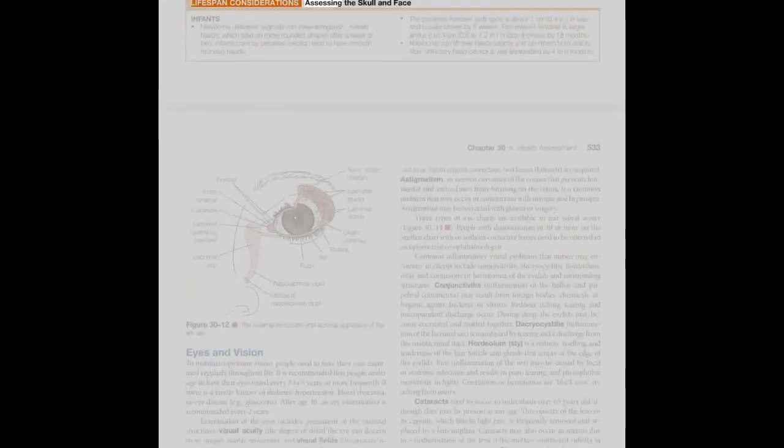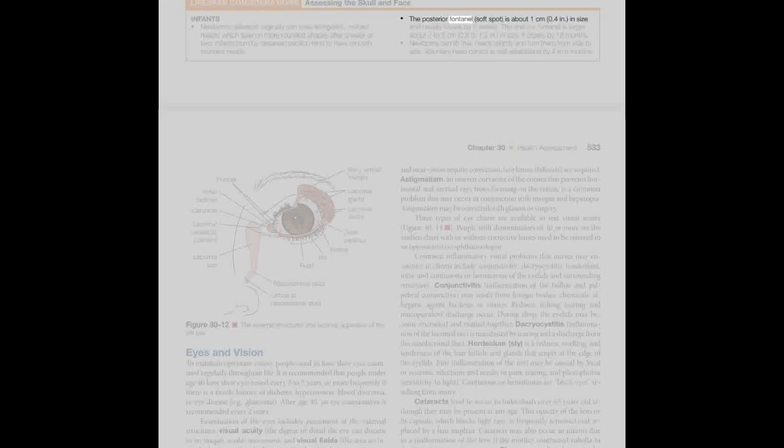Lifespan considerations: assessing the skull and face. Infants: newborns delivered vaginally can have elongated, molded heads, which take on more rounded shapes after a week or two. Infants born by cesarean section tend to have smooth, rounded heads.